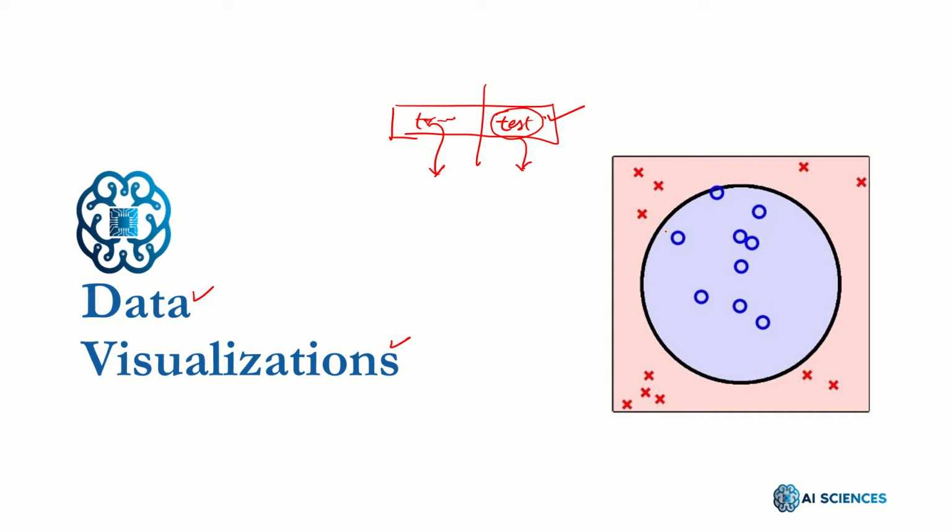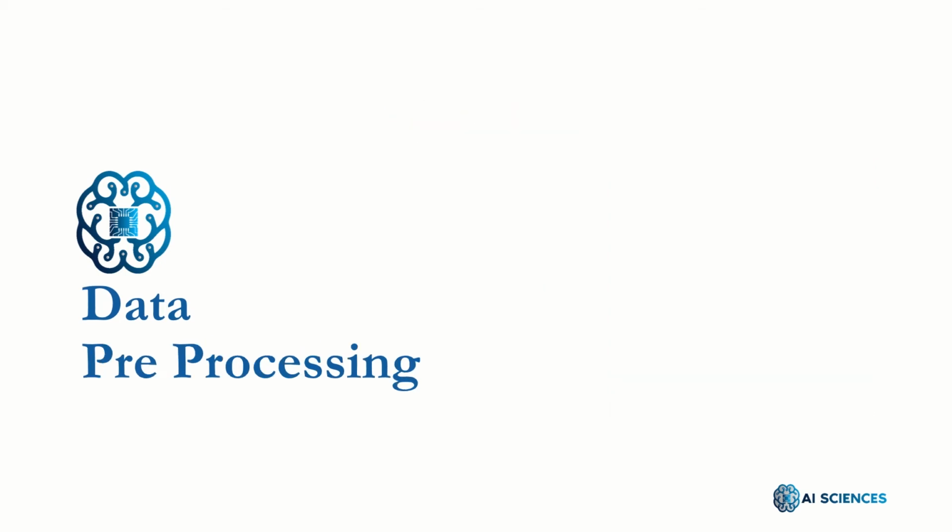We look at the same data and we come up with a model, and then we measure the performance of the model on the same data. That's a bad thing. That's data snooping. Another very common pitfall is the combined data pre-processing.